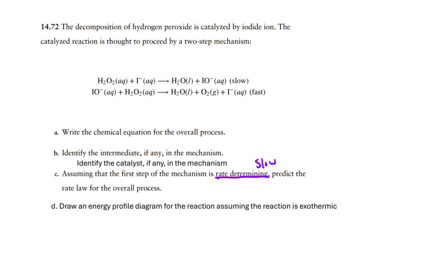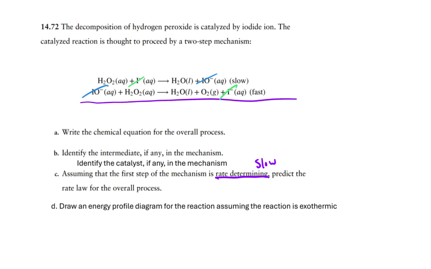So writing the chemical equation for the overall process. It's nice to do this first, even if the question didn't pose that first, because that helps you identify what the intermediates are and if there are catalysts, which is in part B. So if we look at our two reactions, we have I minus that shows up on the reactant side in the first step, and I minus that shows up in the product side of the second step. And we also have IO in the product of the first step and then in the reactant of the second step. Okay. Those are all going to cancel.